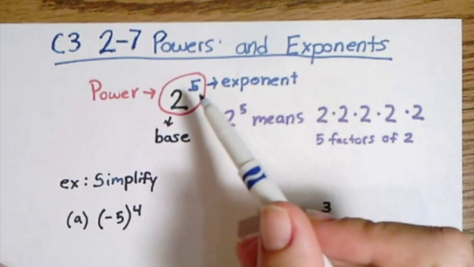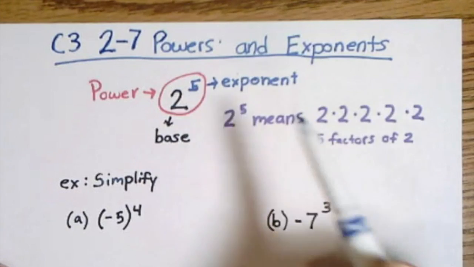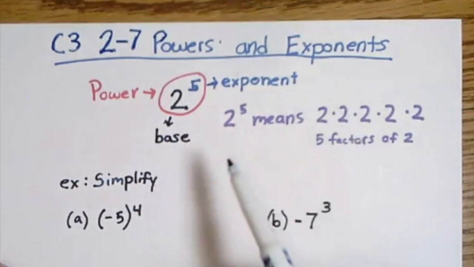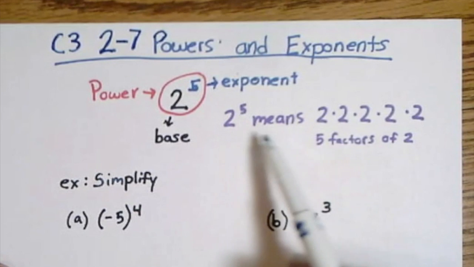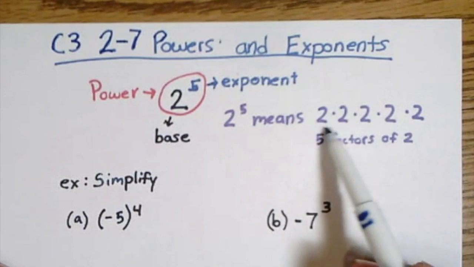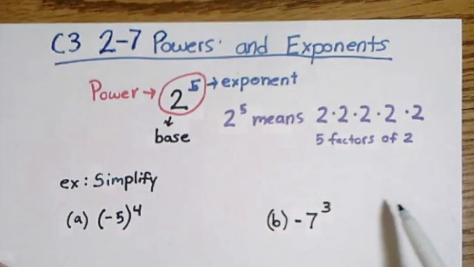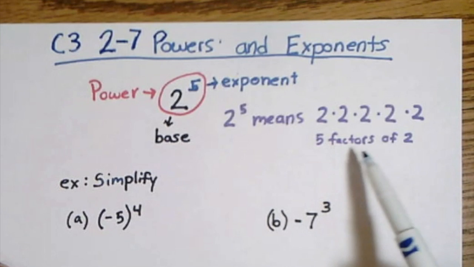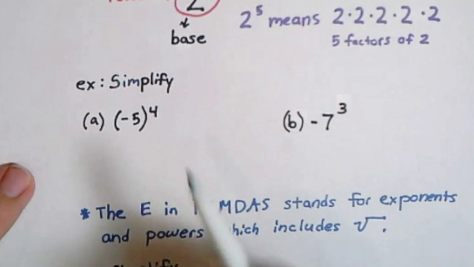So we have 2 raised to the 5th, or 2 to the power of 5, and 5 is our exponent, 2 is the base, and the whole thing's called the power. 2 to the 5th means 2 times 2 times 2 times 2 times 2. Notice that 2 is being multiplied 5 times. So 2 to the 5th is 5 factors of 2. All right, let's look at some examples.